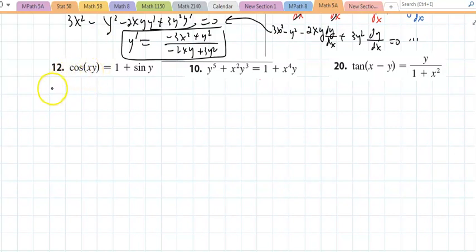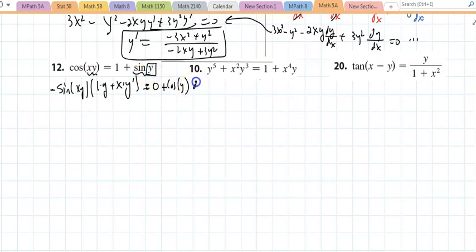Derivative of cosine is negative the sine of xy times the derivative of this. Derivative of xy matches derivative of the first times the second plus the first times derivative of the second. Derivative of 1 is 0. I'm just writing that down for your notes. Derivative of a sine is a cosine times, since that doesn't match, a y prime or a dy dx.